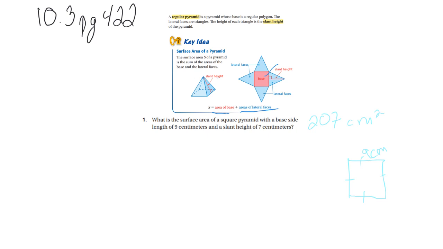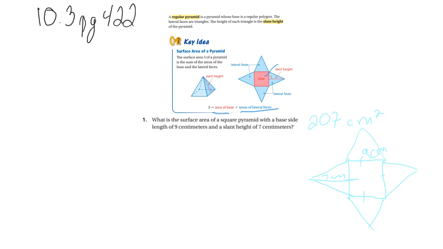Now you have a slant height of 7 centimeters. That means the triangle here has a height of 7 centimeters, right? And you have that all the way around, right? What is the surface area?